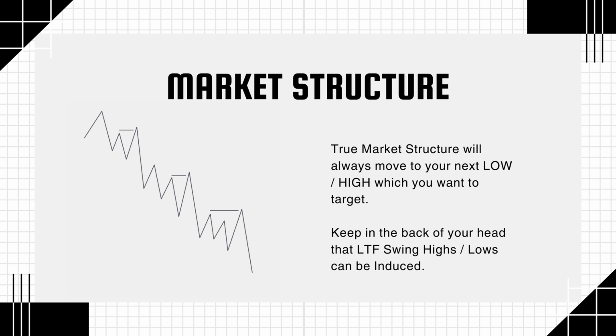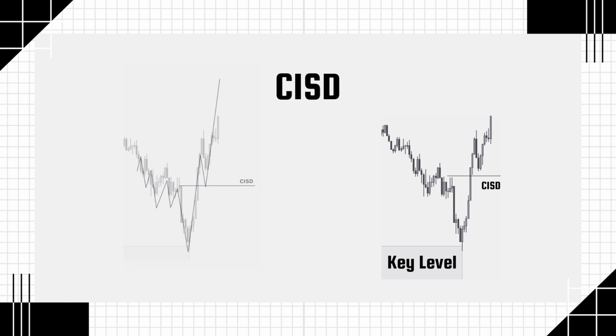Keep in the back of your head that the lower time frame swing highs and swing lows can be induced, as already seen in this picture. The CISD. For the CISD, it's very simple and straightforward. We wait for the swing low, or in this case, the swing high, which broke a swing low or a swing high, to get a candle close. In this picture, you can see two pictures which are exactly the same.